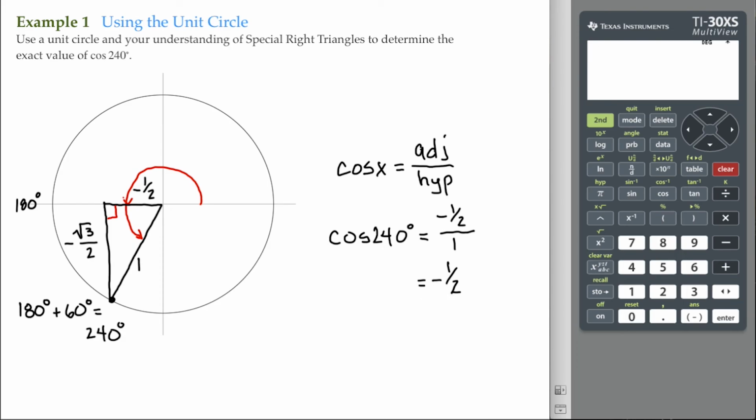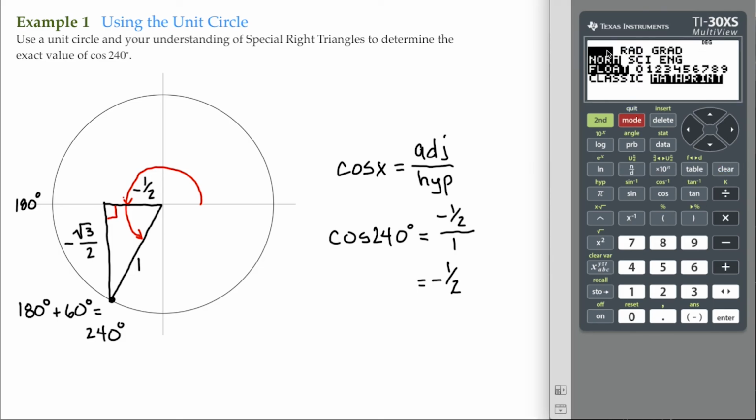Now we can check that using our calculator. Remember that we have to be in degree mode. If you're not in degree mode, use your mode button. Make sure that you're in degree mode. Now that we're in degree mode, I'm going to go to cosine. Here it is right here. I'm going to type in cosine, and I'm going to put in 240. Make sure you close off your parenthesis and hit enter. And there it is, negative 1/2.